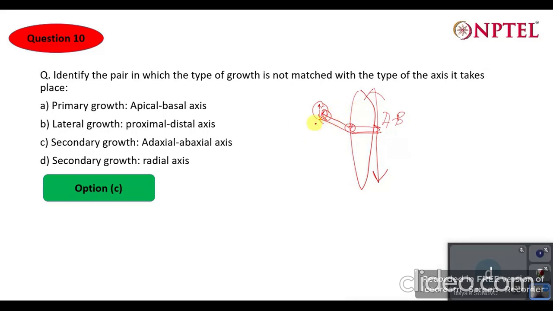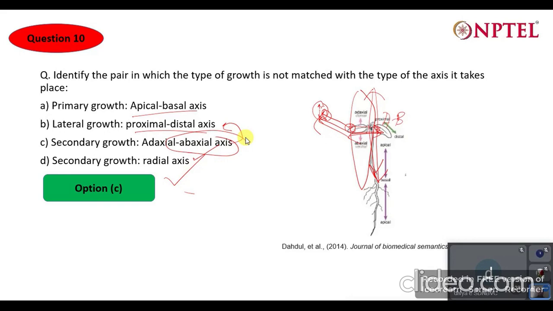So in this case, the primary growth is associated with the apical basal axis, that is the increase in length of the plant. The lateral growth is associated with the proximal distal axis. So the branching and the growth of the leaves are associated with the proximal distal axis. The secondary growth, that is the radial axis, is not associated with the adaxial abaxial axis. This is also included in the lateral growth. So the option is C.